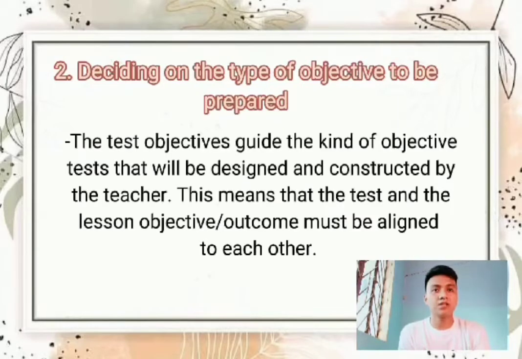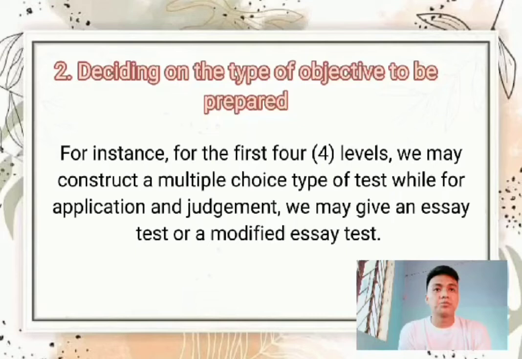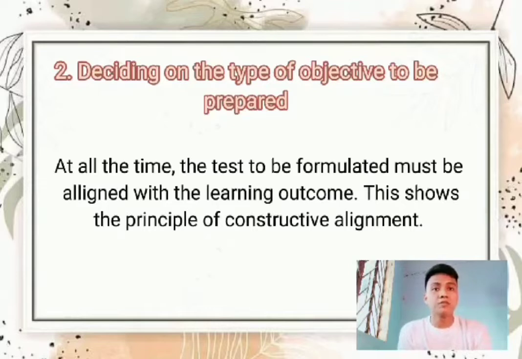Let's come to the second step, which is deciding on the type of objective test to be prepared. The test objectives guide the kind of objective test that will be designed and constructed by the teacher. So the test and the lesson objective or outcome must be aligned to each other. For instance, for the first 4 levels, we may construct a multiple choice type of test, while for application and judgment, we may give an essay test or a modified essay test. At all times, the test to be formulated must be aligned with the learning outcome. This shows the principle of constructive alignment.